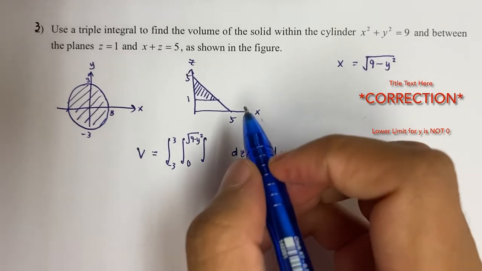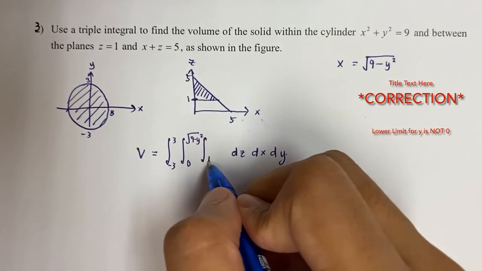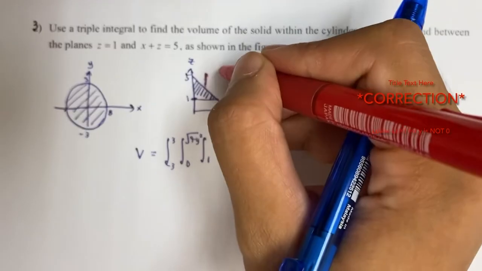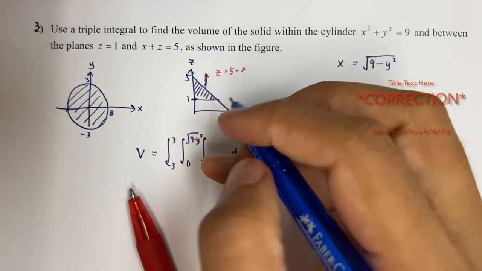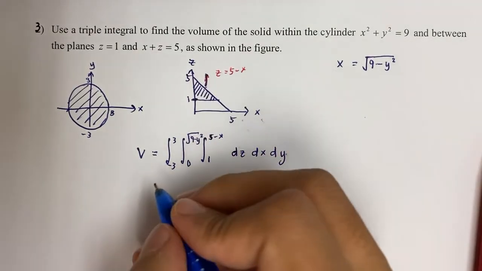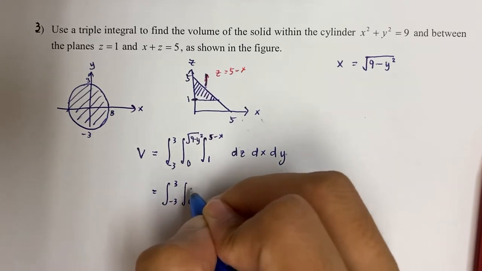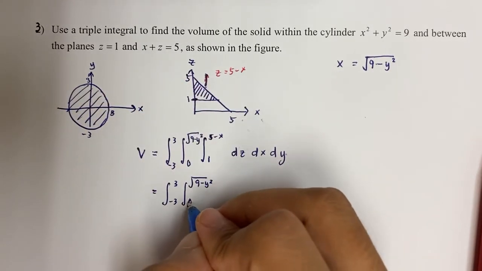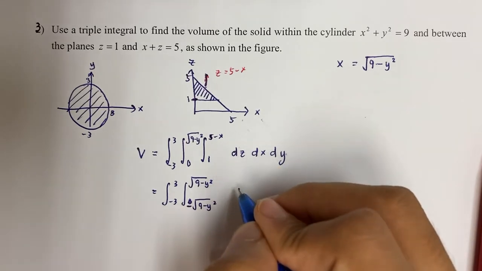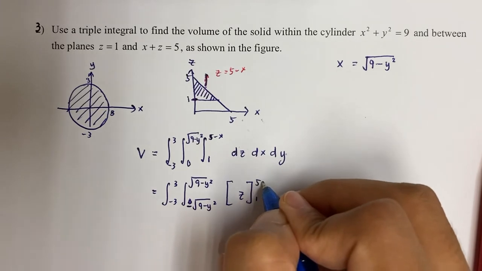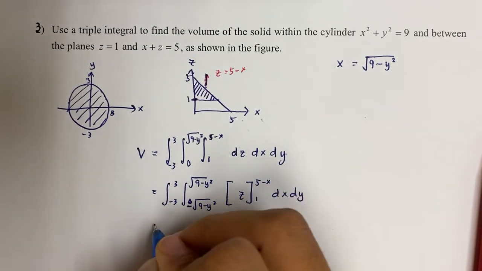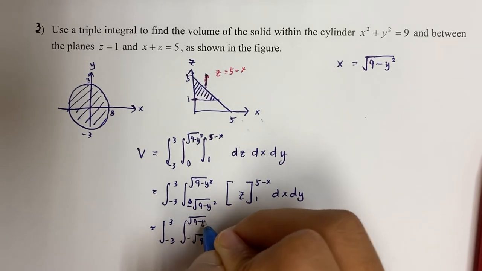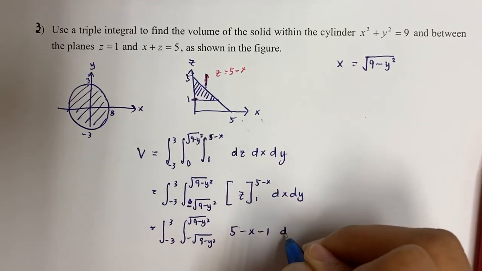And for z's limit, z is from 1 until this line, so z is equal to 5 minus x. From here we have y from negative 3 to 3. Sorry, this is the whole circle, so x is from negative square root of 9 minus y squared to square root of 9 minus y squared. And then dz, with z from 1 to 5 minus x, dx dy. So the integrand becomes 5 minus x minus 1, dx dy.